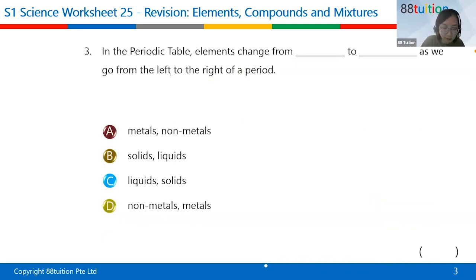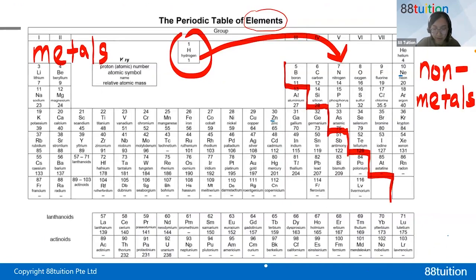Then this one is talking about the periodic table. Elements change from left to right. We all know they change from metals to non-metals. I explained that in the periodic table here already.